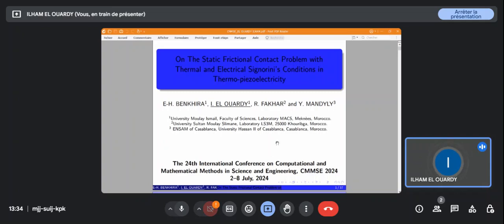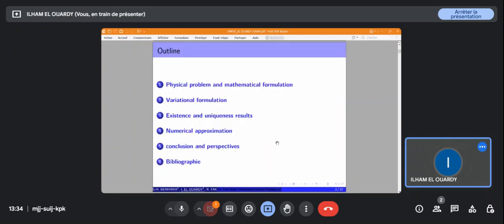The outline of my presentation is as follows. I will begin by describing the physical framework and presenting the mathematical formulation. Following that, I will give the weak formulation. Then I will show the main result of this presentation, the existence and uniqueness result. Later, I will present the numerical approximation. Finally, I will conclude by discussing some conclusions and perspectives.